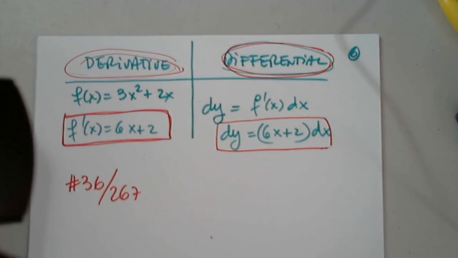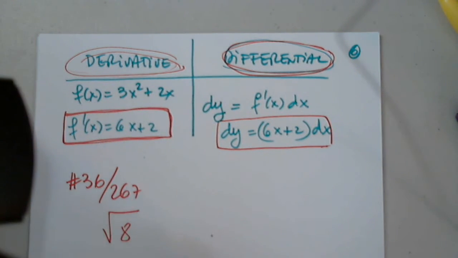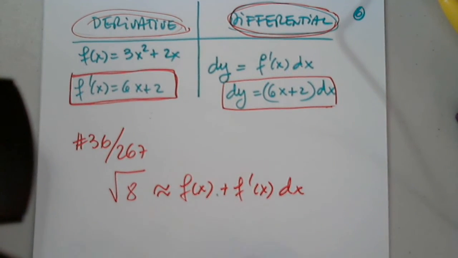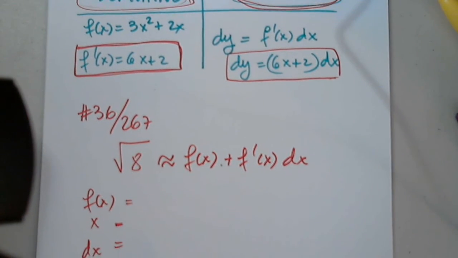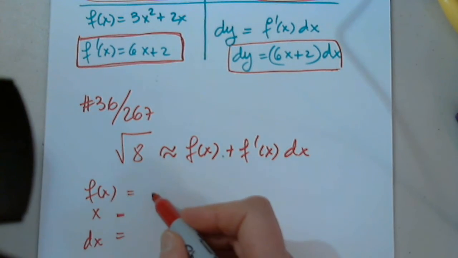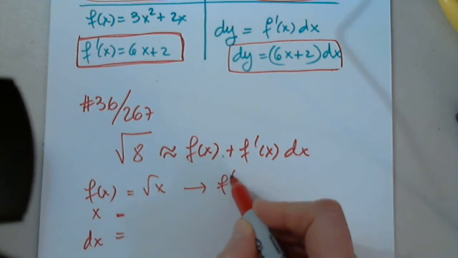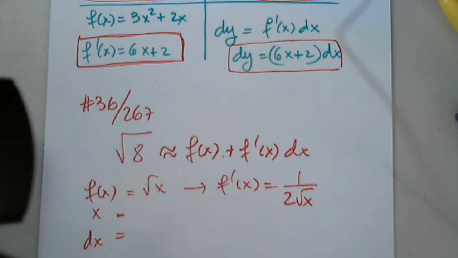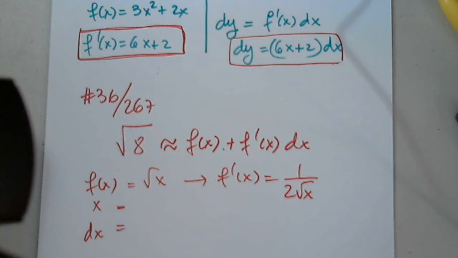And you can approximate anything you want. So the square root of 8 is approximately f of x plus f prime of x dx. I need to identify f of x, x, and dx. Okay, f of x? Square root of x. Good, and then I will write f prime immediately as 1 over 2 the square root of x. We've discussed that many times. Good. Can anyone give us x? 9. Of course. Can anyone give us dx?